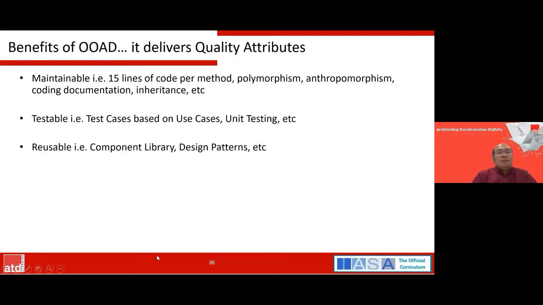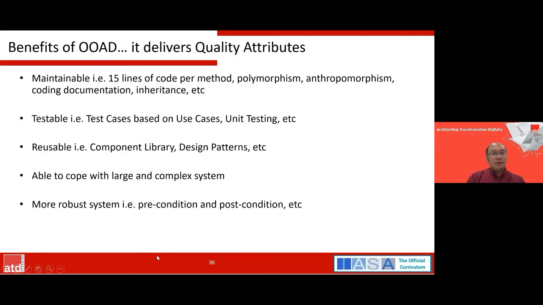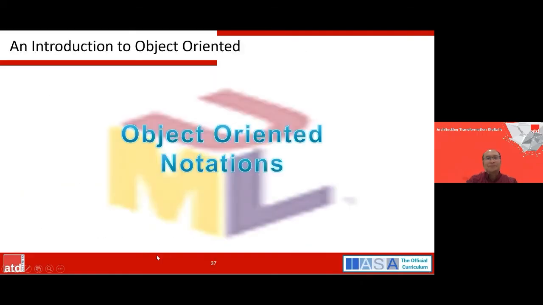And of course, it makes a system more testable, reusable, able to cope with a large system, more robust, and of course, elegant. That's very nice, right? I can just say, oh, take a look at my code. Very clean, neat, tidy, sweet and short. Everybody reads this at a glance and knows what the code is about. That's the objective, not long-winded code that is non-maintainable.